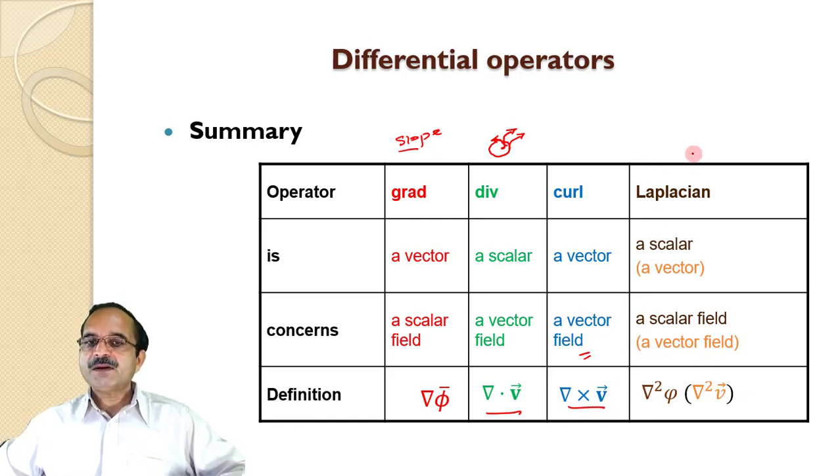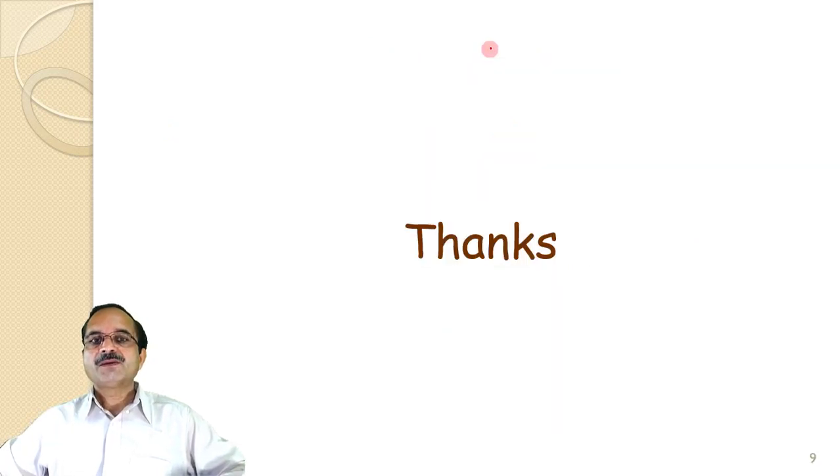Whereas Laplacian, we have seen just now, it is a derivative operator. So Laplacian of a scalar is a scalar field. Laplacian of a vector is a vector field, and this is how we denote it, del square psi or del square. So these are different mathematical operators which we very often use in electromagnetics.